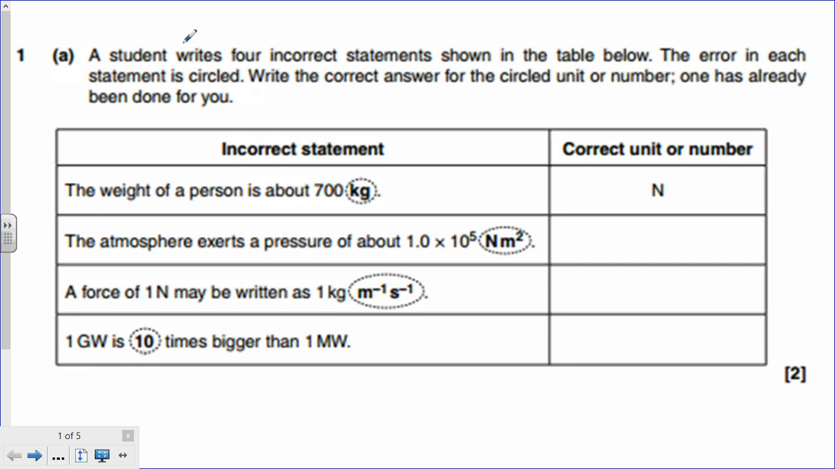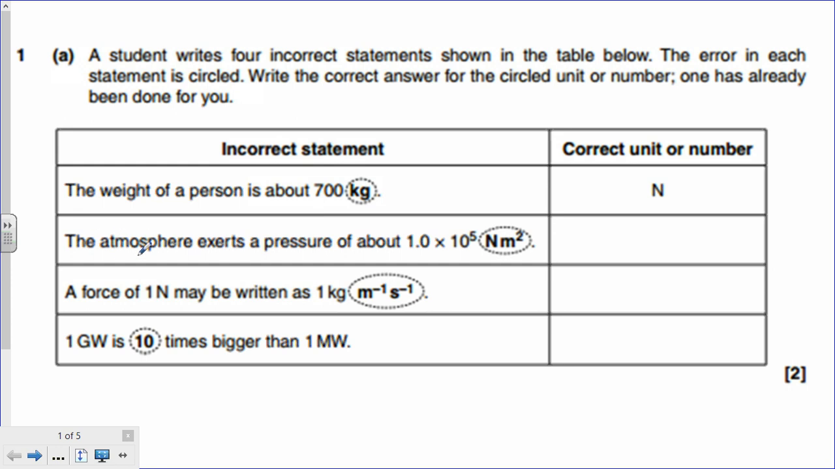So a student writes 4 incorrect statements shown in the table. The error in each statement is circled. Write the correct answer for the circled unit or number. One has already been done for you. So this first one's been done for you, where it says the weight of a person is about 700 kilograms. We know weight is a force, and they've said 700 kilograms, and kilograms is a measure of mass, so that's definitely wrong. And they've put the correct unit, the Newton, capital N.